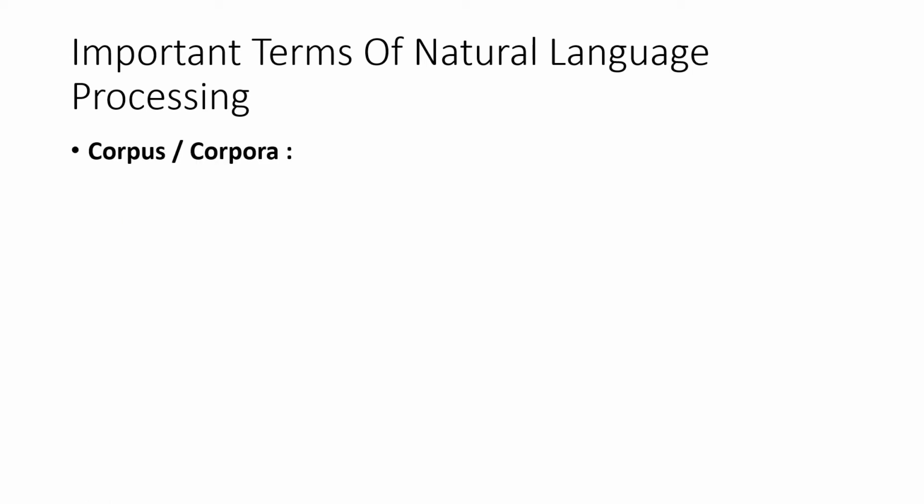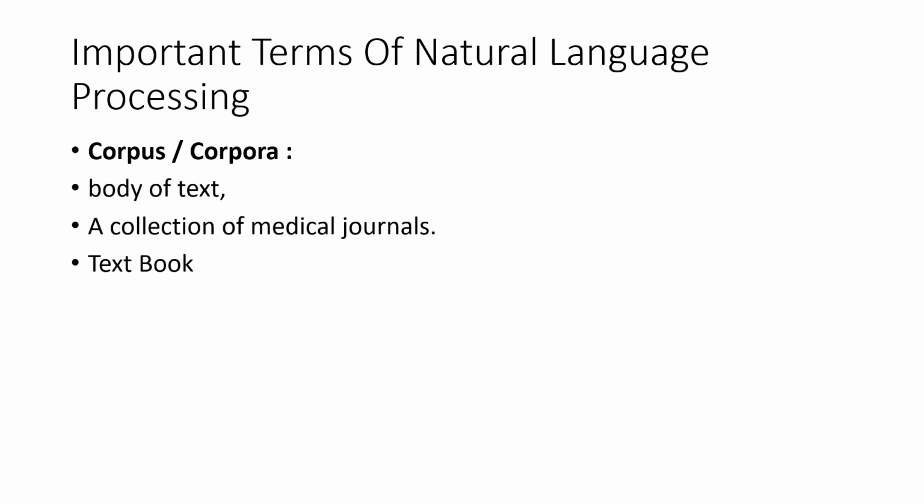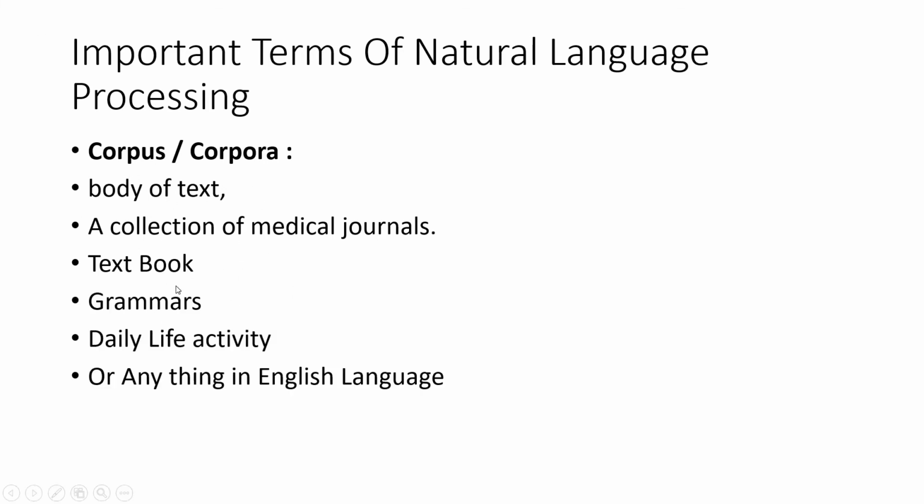The next important term used in natural language processing is corpus, or you can pronounce it corpora. A corpora is a body of text. What does it mean? A body can be a collection of medical journals. For example, a corpora is a full textbook, or grammars, our daily life activities, or anything in the English language. So this is all about the corpus. If you are interested in reading some journals, then the journal collection is considered a whole corpora in natural language processing.